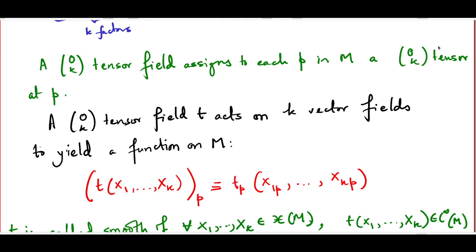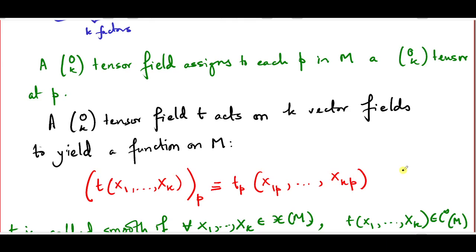And the definition of this function, T acting on x1 through xk, is as follows. This function, evaluated at the point P, is defined to be the result of acting Tp, the value of T at the point P, this particular 0k tensor at the point P, on the values that you get when you give the P as an argument to these vector fields. That is, the corresponding tangent vectors at the point P which these vector fields yield at the point P.